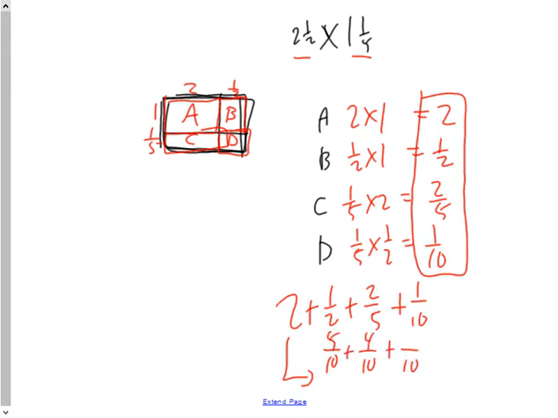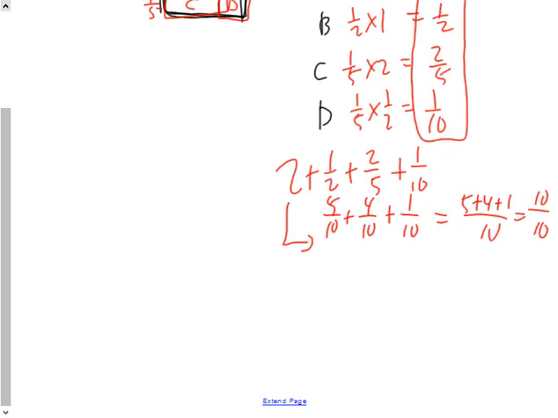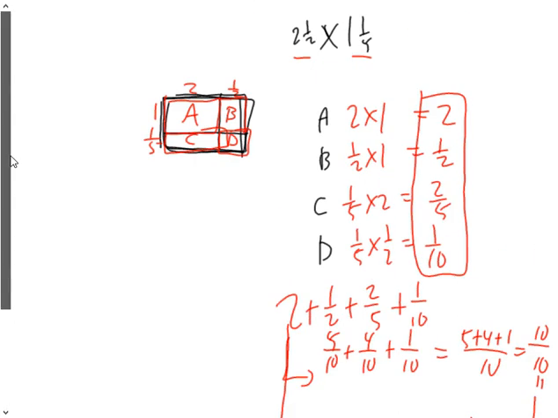5/10, 4/10, and 1/10 equals 10/10. Ooh, this is exciting, which equals 1. Bring this with your 2. So your 2 plus your 1 means that the product of 2.5 times 1 1/5 should equal 3. And of course, we're going to check our answer.